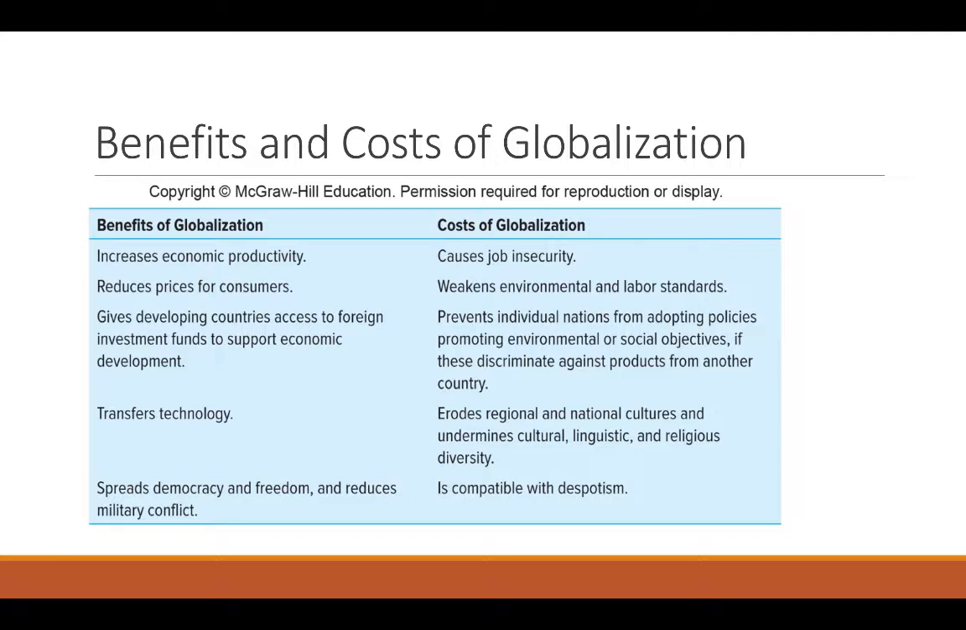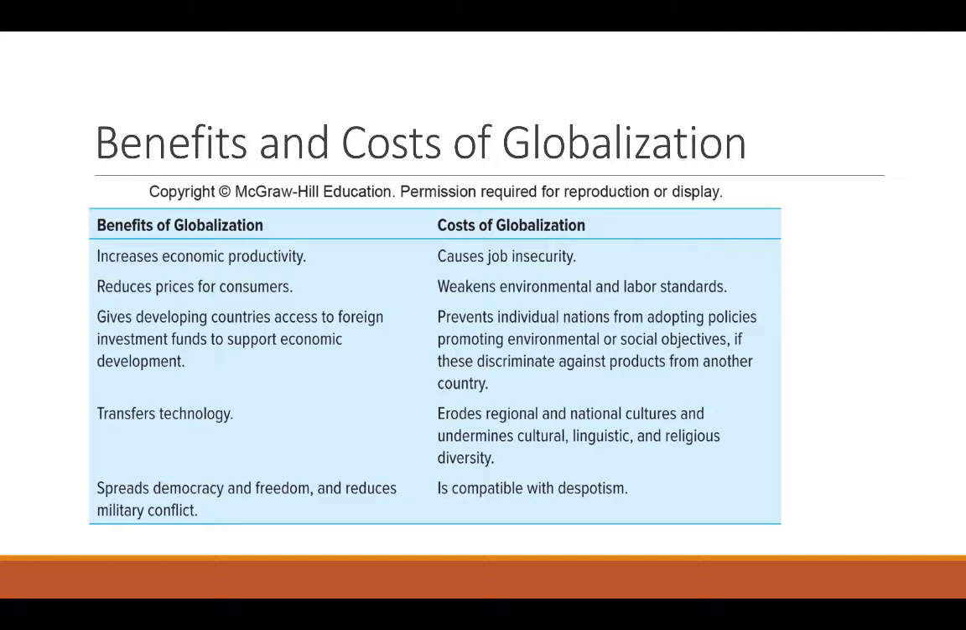Those benefits include increases in economic productivity, theoretically reduction in prices for consumers. It gives developing countries access to foreign investment funds to support economic development. It allows there to be a transfer of technology, and theoretically it can spread democracy and freedom and reduces military conflict in other countries.